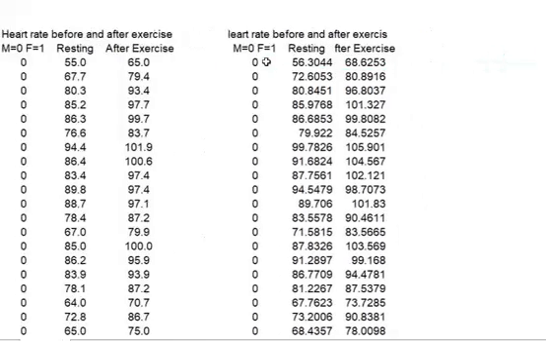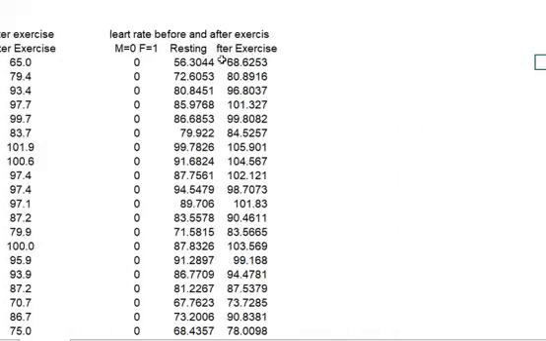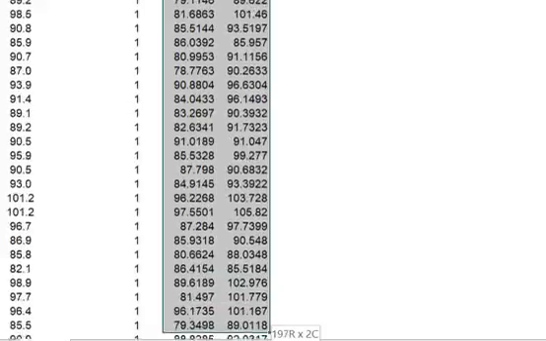So I've made a fake data set over here. We're asked to construct a scatter plot. So what you want to do is click and drag to highlight both the names of the columns and then highlight all the data.